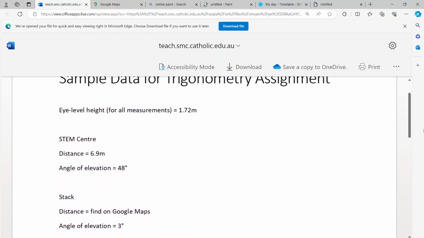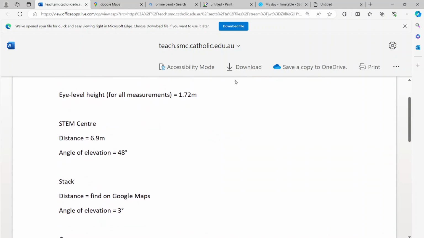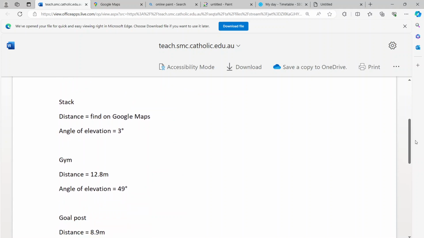So you can go and work out the estimates of the height, and there is the eye level height of the person who was recording all of this. So go and use those numbers and see if you can work these out. Now for the stack, we need to know the actual distance. We were standing in the middle of the oval and measuring the angle of elevation, but we weren't able to find the distance because it is pretty far away. So we're going to use Google Maps to do this.